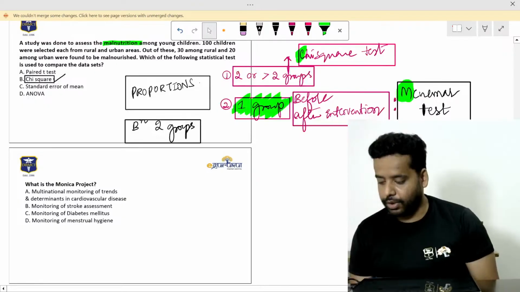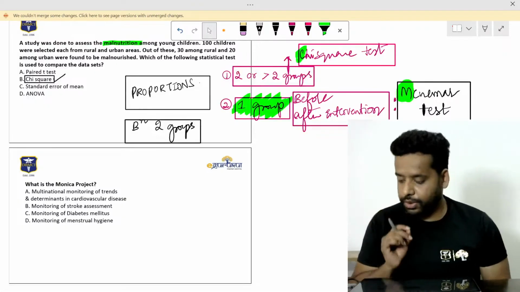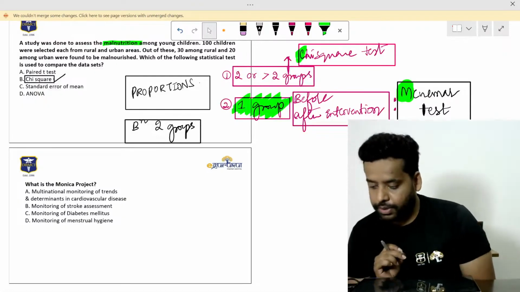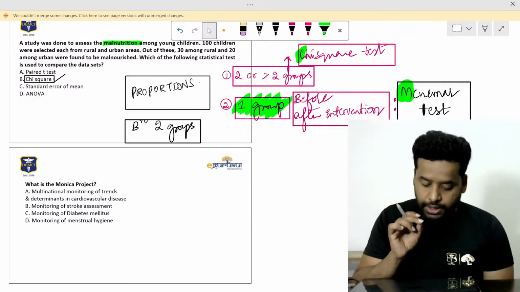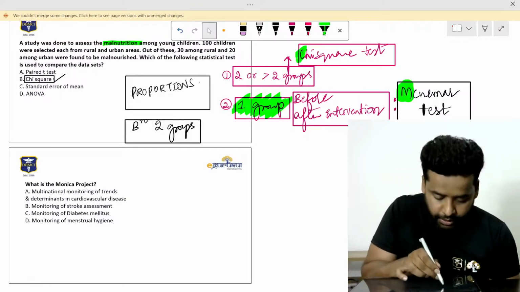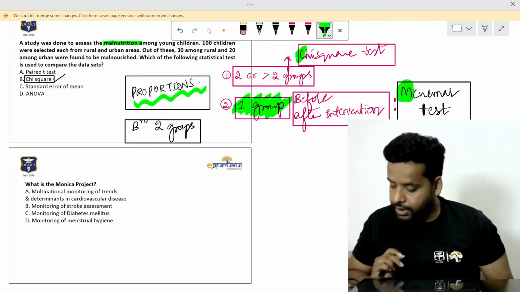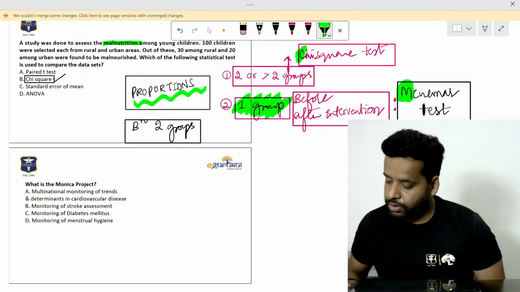Chief Minister is the mnemonic. Tell me the mnemonic for proportions. Chi-square test, McNamara test. What is the mnemonic? Chief Minister. Yes, good. Where do you use Monica?